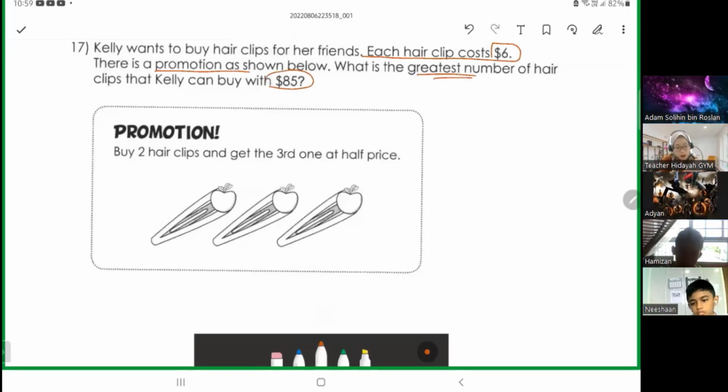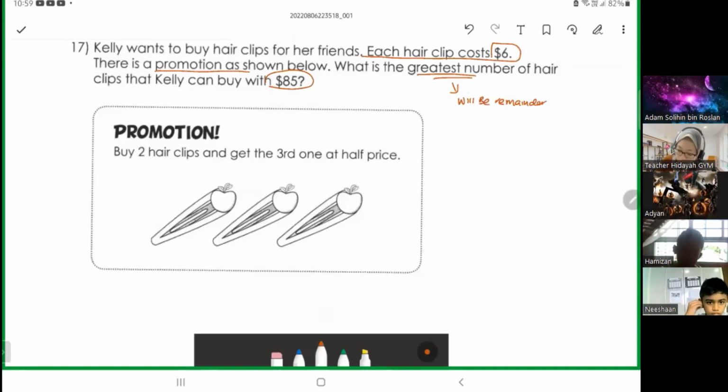Okay, when they say greatest, it means there's not an exact number. There will be remainder. You're going to expect some remainder because they say greatest. Maximum, minimum, greatest, least. When you see these kinds of words, there will be remainder. Okay, so let's look at this one.